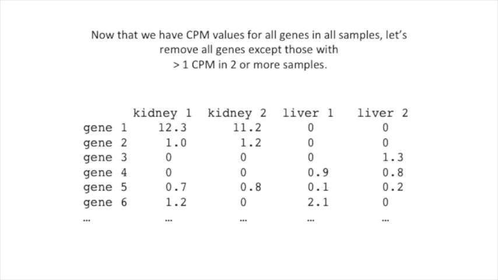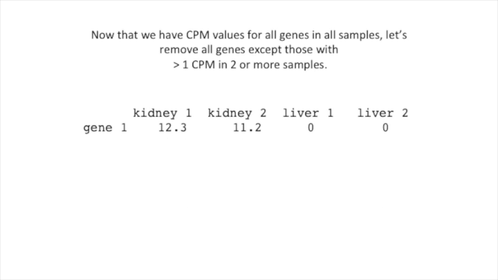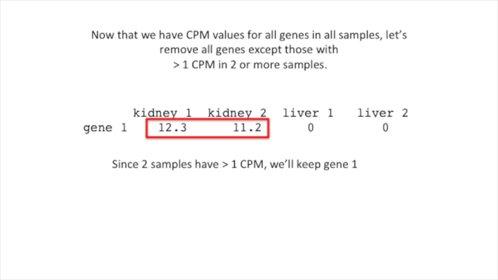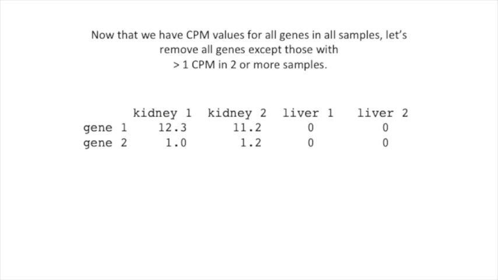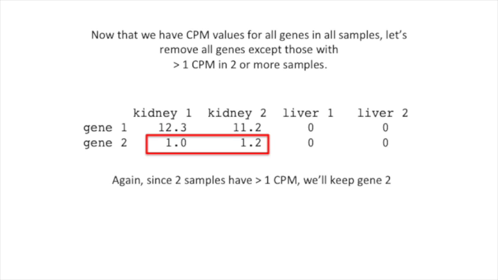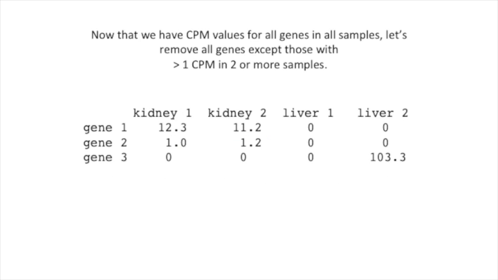to look at. Now that we have CPM values for all genes and all samples, let's remove all genes except those with more than 1 CPM in 2 or more samples. We'll start by examining gene 1. Since it has 2 samples with more than 1 CPM in them, we'll keep gene 1. Now let's look at gene number 2. Again, since 2 samples have more than 1 CPM in them, we'll keep gene number 2.